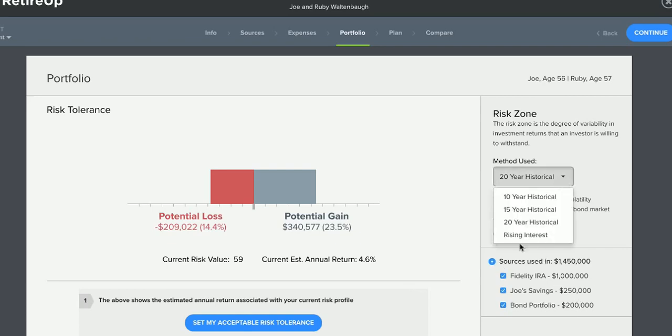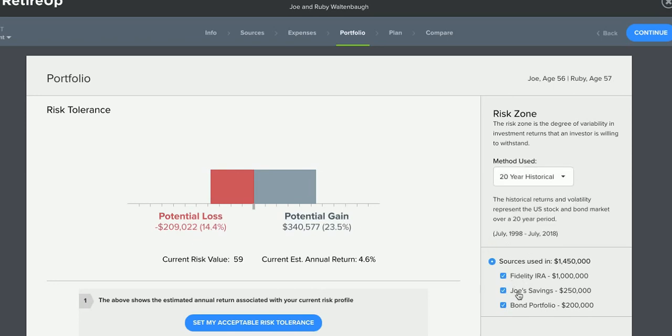Now, it's pretty unique. We have 4 different historical periods you can use. So you can actually toggle between, well, what did it do in the 15-year? Was it a little bit better? What did it do the last 10? Well, the market's been doing well, so that makes sense that it's higher. But you can look at it in any environment and also in a rising interest rate period.